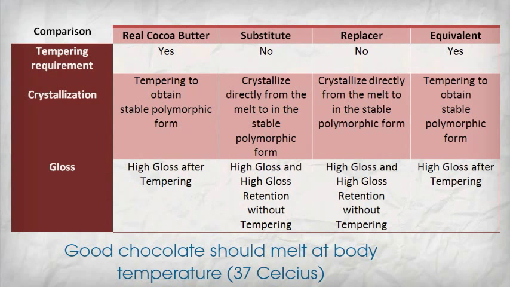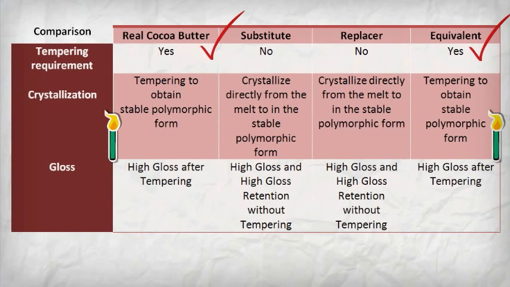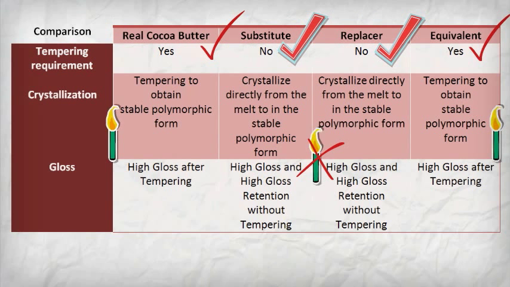Real cocoa butter has the same properties as cocoa butter equivalent. They require tempering to obtain a stable polymorphic form, which will also provide a high gloss after tempering. Cocoa butter substitute and replacer, on the other hand, do not require tempering. They crystallize directly from the melt to a stable polymorphic form. It has a high gloss and high gloss retention without tempering.